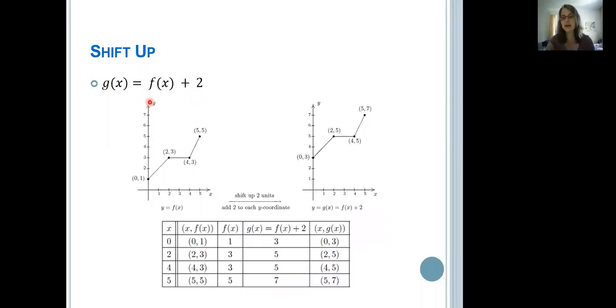So think about our t-shirt factory, okay? We put the fabric in, we get a t-shirt out, and then we do something else to it. We paint a logo on it, okay? That's what this is. This is an adjustment after we've applied the function. This is a vertical shift.